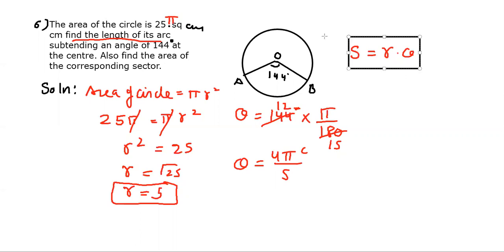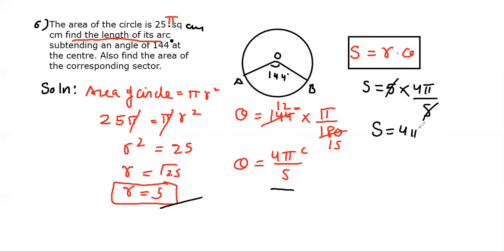Now again what I'll do, I'll write down S is equal to r, radius is 5. We have found out here, and theta is 4 pi upon 5 radians here. So I would write down this as 4 pi upon 5. So you can see I can cancel this 5 and 5. Now what is remaining with me? S is equal to 4 pi centimeter. Now why centimeter? Because it is a length. Length is always given in centimeter or meter.